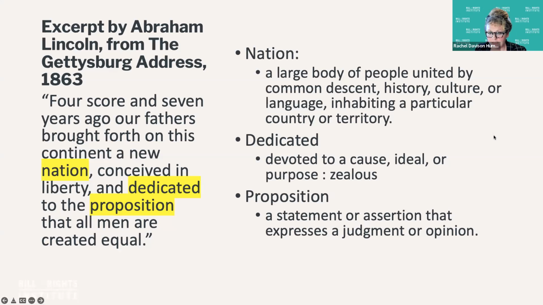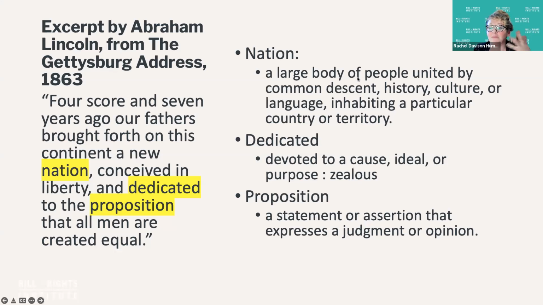What is a nation? For most of human history, a nation is a large body of people united by common descent, history, culture, or language, inhabiting a particular country or territory. Pretty standard definition of a nation. The problem is, the United States doesn't really fall under that definition. You can make the argument maybe that it's a particular country or territory, but our states are very distinct. Living in California is a very different thing than living in Nebraska, which is a very different thing than living in Maine, which is a very different thing than living in South Carolina. So I wonder, if we think of ourselves as a nation, how does that idea of a nation fit?